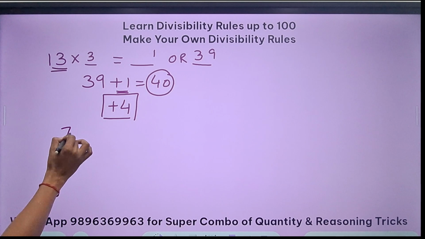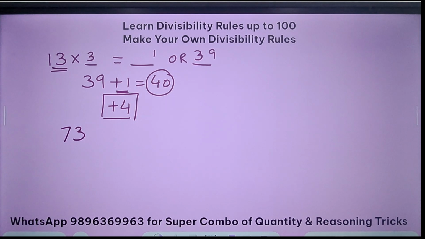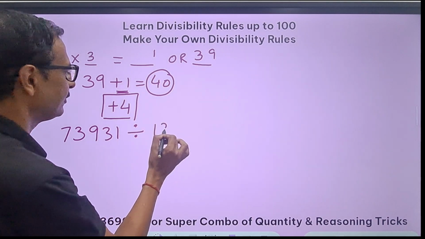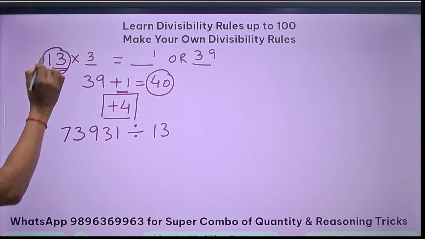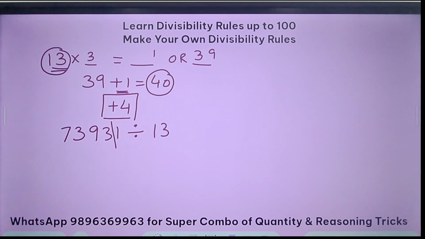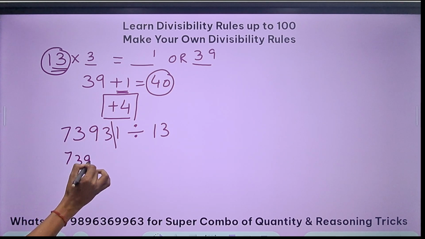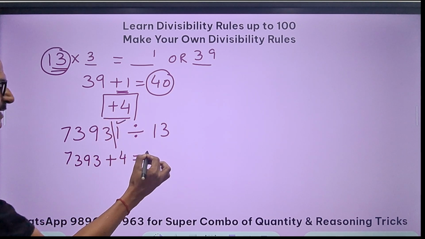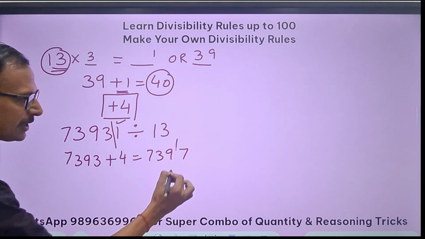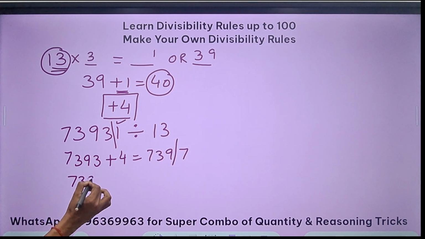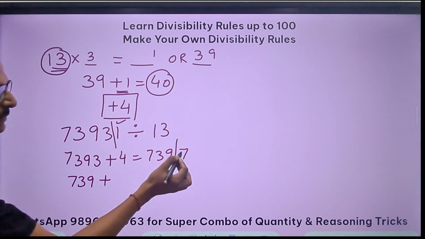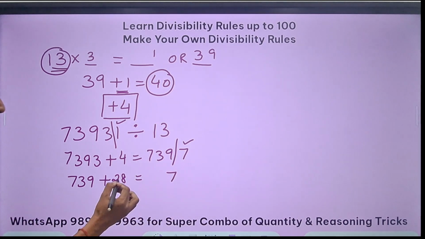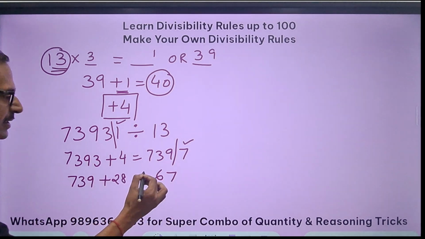Now let's check 73931, and I want to check whether this is divisible by 13 or not. So I know that for 13 the oscillator is plus 4, so I will separate out this number 7393 and then plus 4 times the last number. So this gives me 7397. Separate out the last number: 739 plus 4 times the last digit, 28, gives me 9 plus 8 is 17, 7, 1 carry means 6 and then a 7.